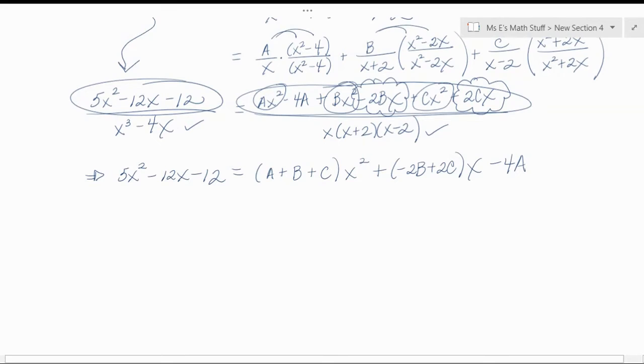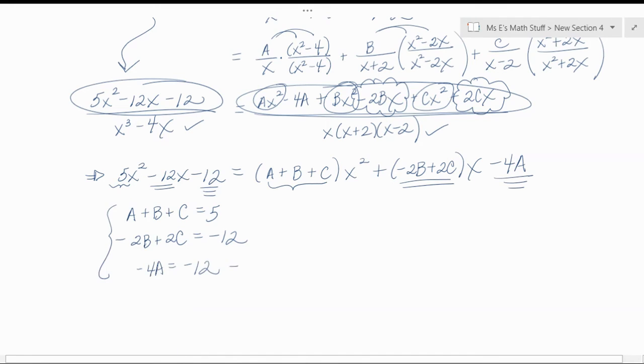There we go. Okay, now if I need these two expressions to equal each other, I would need the number of x squareds to equal each other. So that means I would need A plus B plus C to equal 5. I would need the number of x's to equal each other, which means I would need negative 2B plus 2C to equal negative 12. And I would need the constants to be the same. So I would need negative 4A to equal negative 12. So for this system of equations, I would definitely start with row 3 here and just divide by negative 4 and find out that A has to be 3.